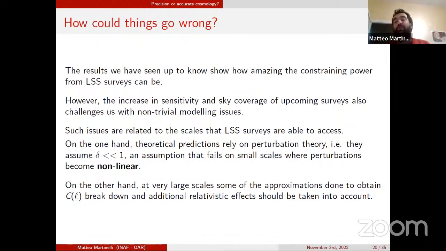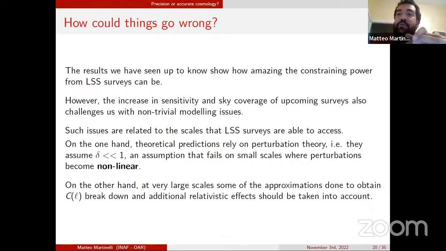So basically, what I'm focusing on here are issues related to the fact that we are accessing different scales from before, both on the small scale side and on the large scale side. So on the one hand, accessing smaller and smaller scales that we are able to with an increased resolution of our experiments means that we are going deeper and deeper in what is called the nonlinear regime.